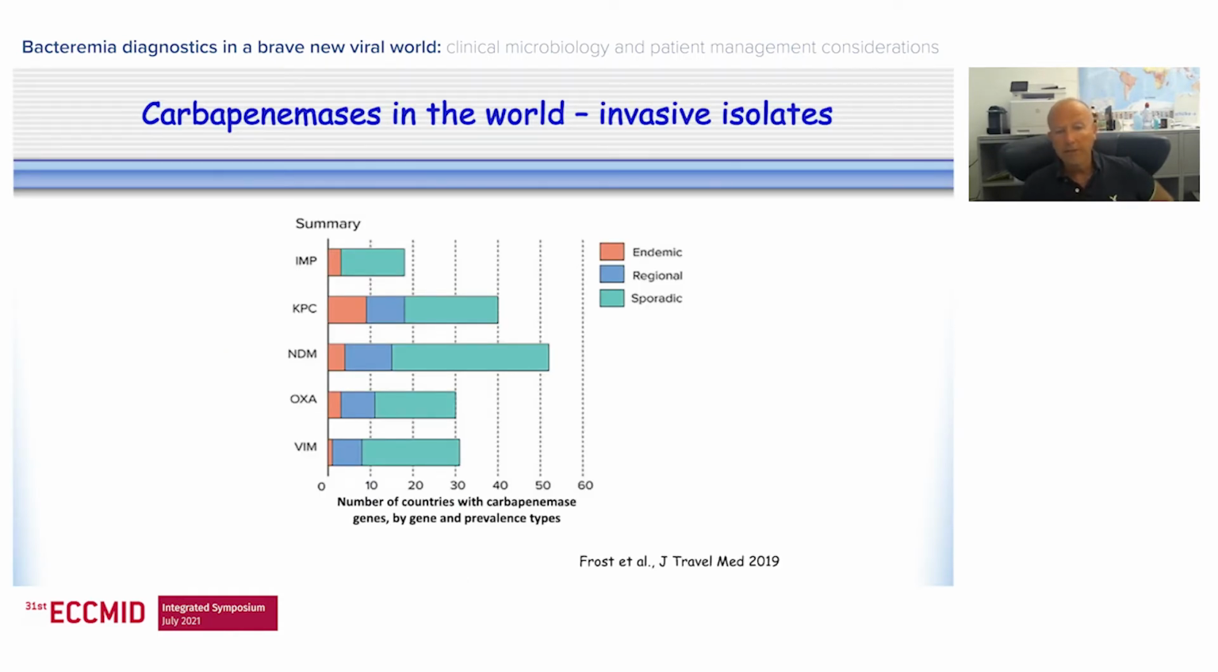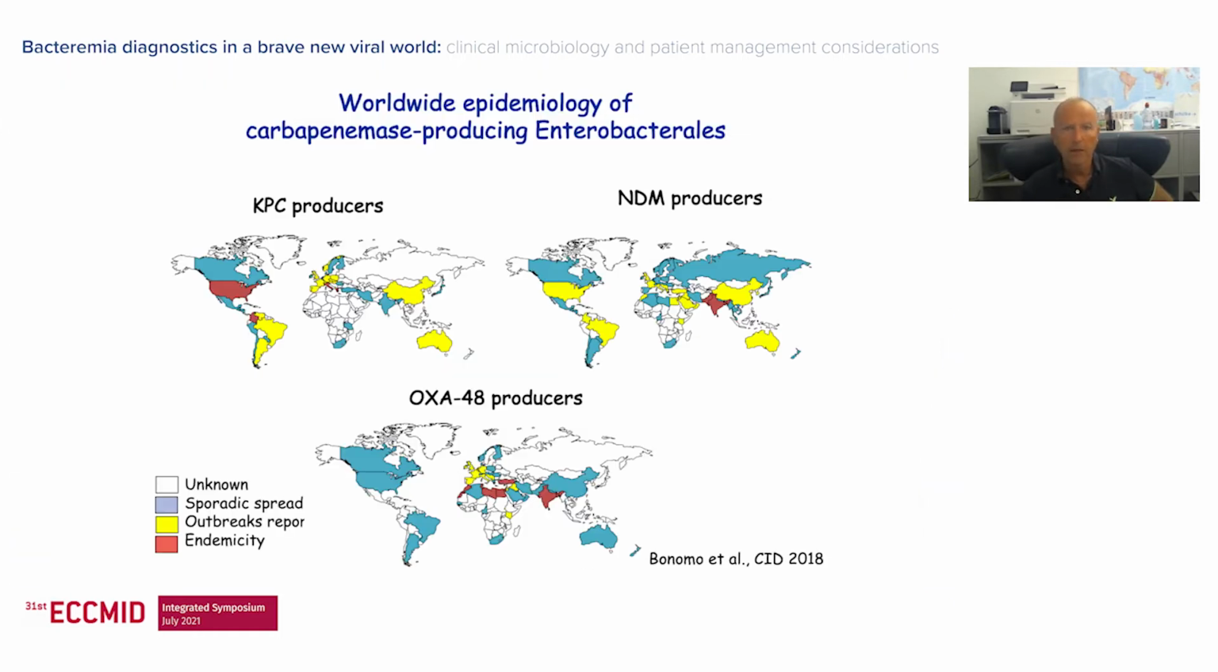If you look at the different carbapenemase determinants all over the world from invasive isolates, you see here that more or less we may consider NDM and KPC to be the two champions, with NDM being the most commonly identified. So in that review published in Clinical Infectious Diseases quite recently, you have here a worldwide map of the different types of carbapenemases you may find all over the world.